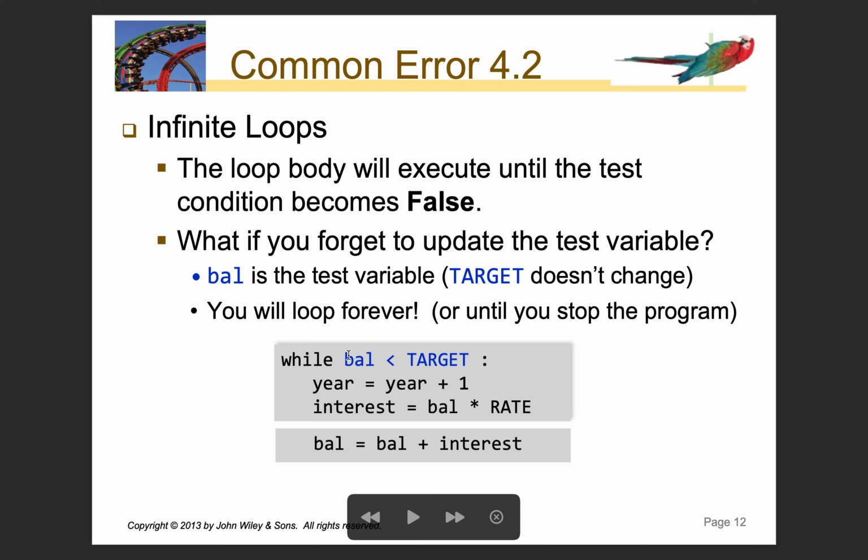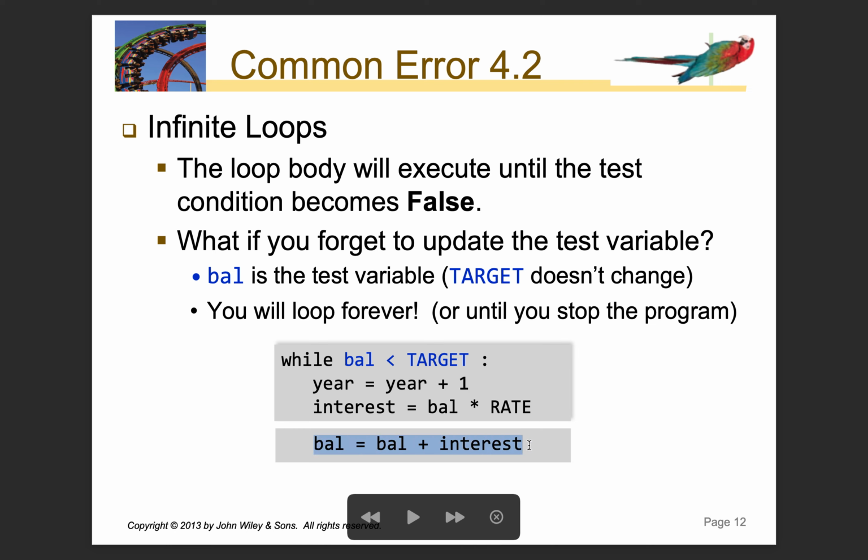Okay? So balance is our test variable, and the target doesn't change. Let's say our balance is less than the target. We enter our loop. Year equals year plus 1. Interest equals balance times rate. At no point have we changed the target we're trying to reach, and at no point have we actually changed the balance. So we go back and check again, and the condition is still true because we haven't changed anything. So we increment the year, we work out the interest, and then we go back to the start of the loop, right?